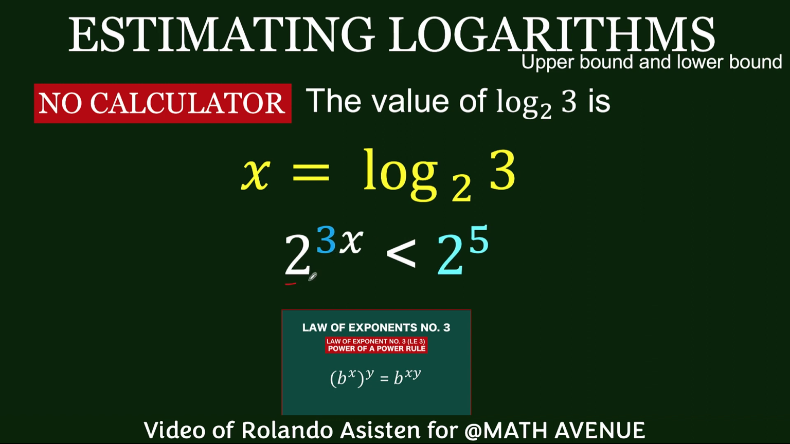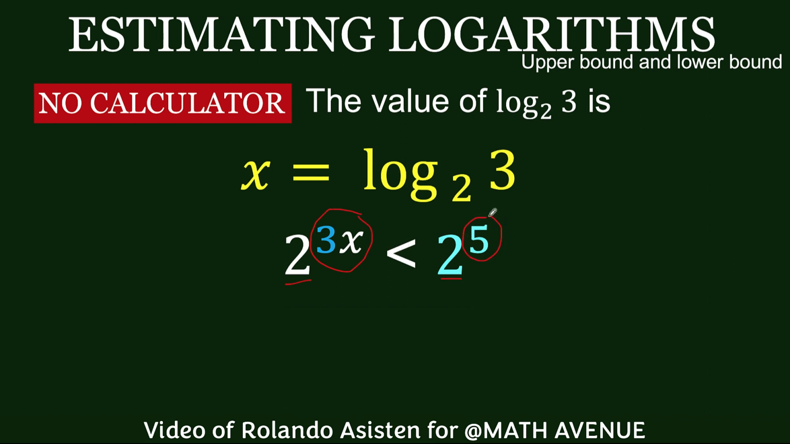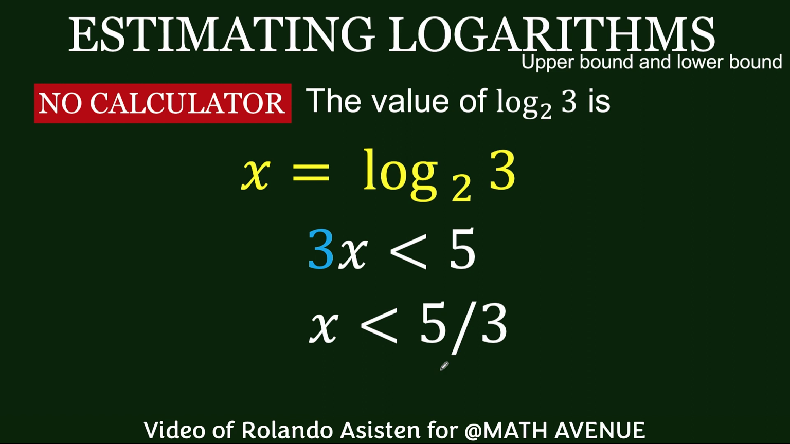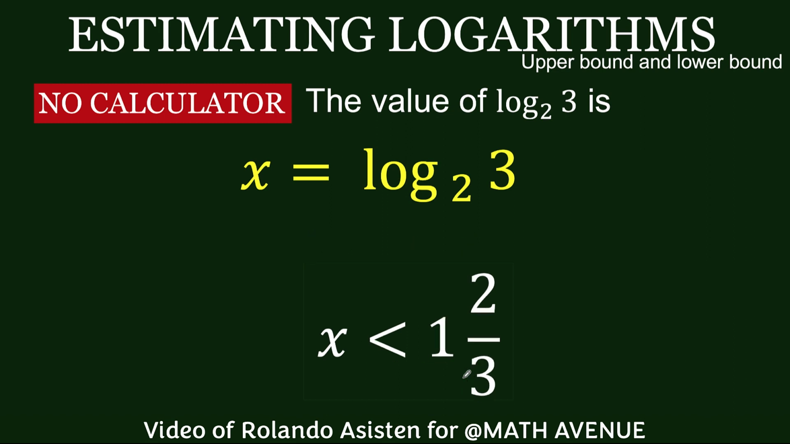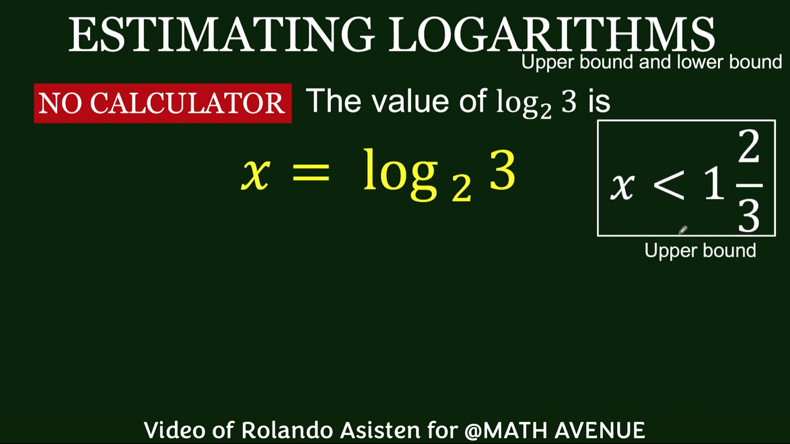Notice now that we have base 2 here at the right side, then this exponent 3x must be less than this exponent 5. So we now arrive at this result. 3x is less than 5. And solving for x, we have x is less than 5/3, or x is less than 1 and 2/3. And this is our upper bound. Let's remember this value. Now, knowing the upper bound of this expression, we now solve for the lower bound.